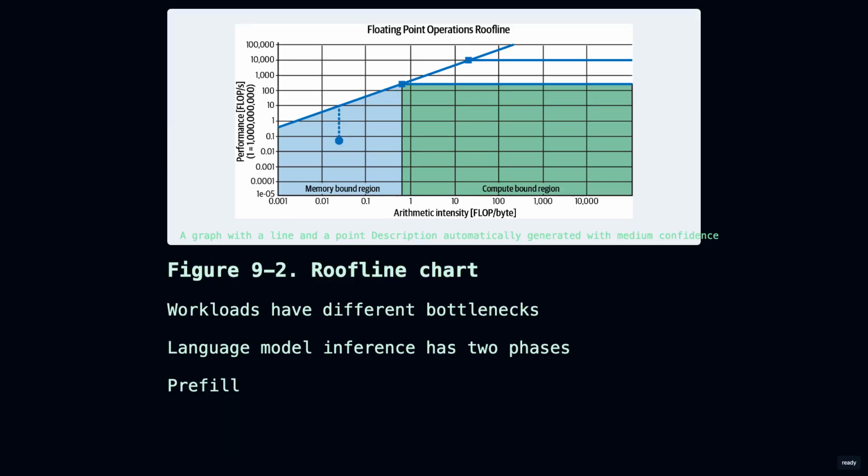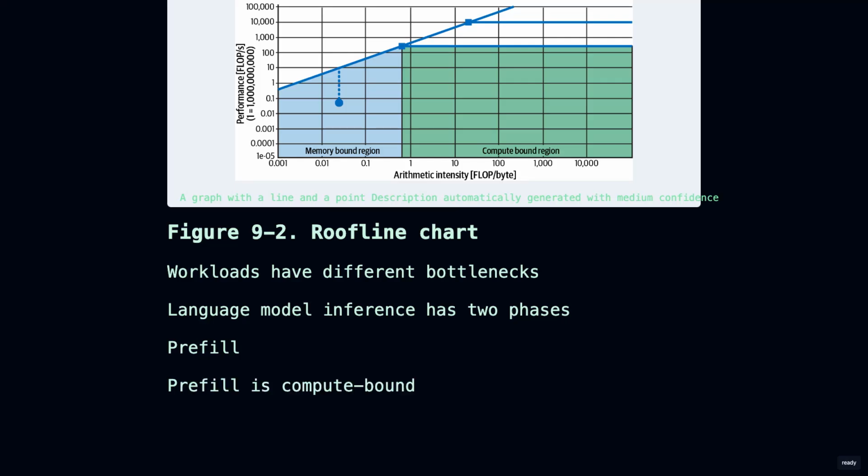First is prefill. This is the stage where the model reads the prompt and processes those input tokens together. Because those input tokens are handled in parallel, the limit is how many operations the hardware can execute per second. That makes prefill compute-bound.